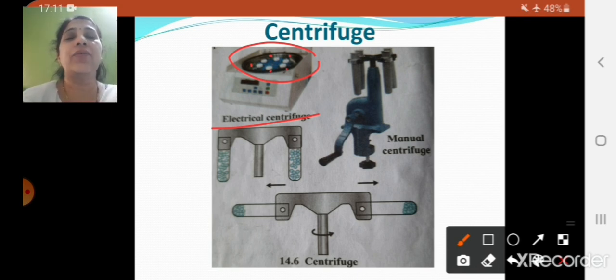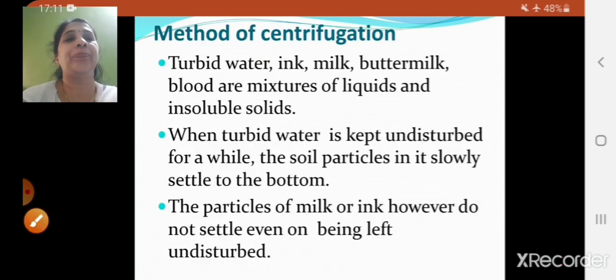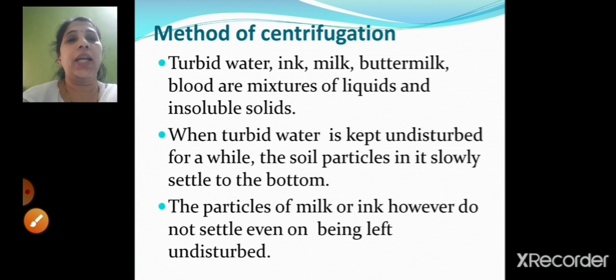happen, the particles which are present in the ink or in the milk will get settled down because of the force which is generated, right? So let's see. Turbid water, ink, milk, buttermilk, blood are mixtures of liquids and insoluble solids, right? So when turbid water is kept undisturbed for a while, the soil particles in it slowly settle to the bottom, right? The particles of the milk or the ink, however, do not settle even on being left undisturbed.